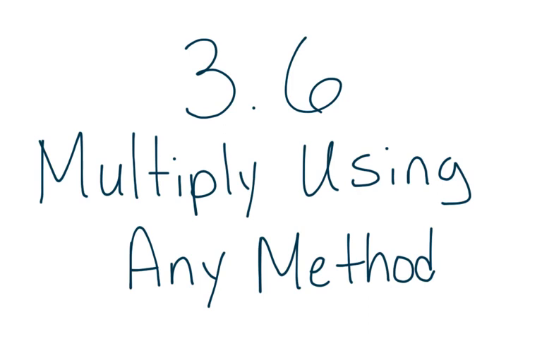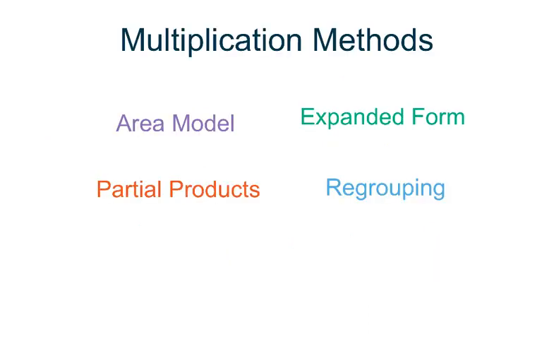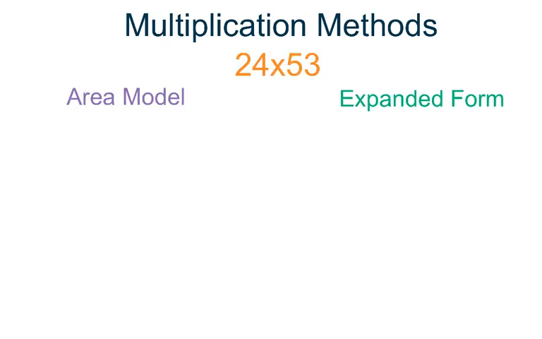So let's take a look at our 4 methods that we can use to multiply. We have our area model, expanded form, partial products, and our regrouping model. So let's dive in a little bit deeper, and we're going to look at our area model and expanded form. When we're doing our area model, we're going to draw our rectangle, split our rectangle into pieces, and then multiply to find all of our partial products. So let's take a look at what that looks like.